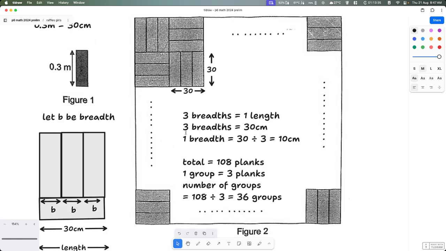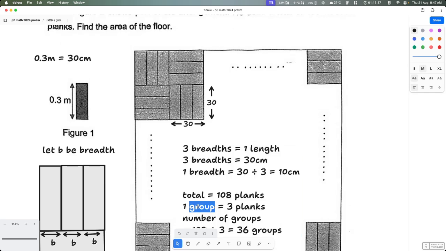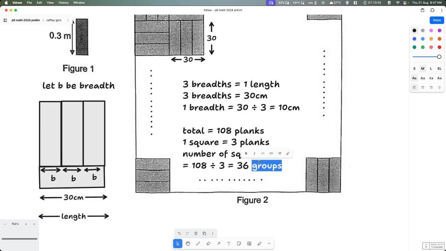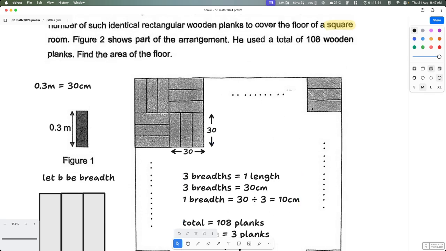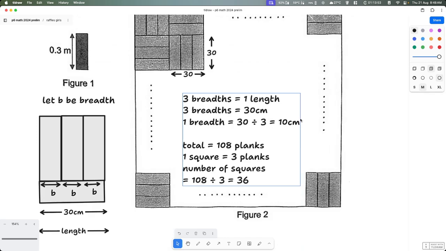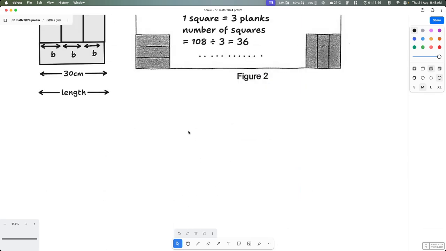Or 36 squares basically. So one square forms 3 planks, so the number of squares is this, right? 36 squares. So that means we have a total of 36 squares over here. So the squares are essentially like this, right?